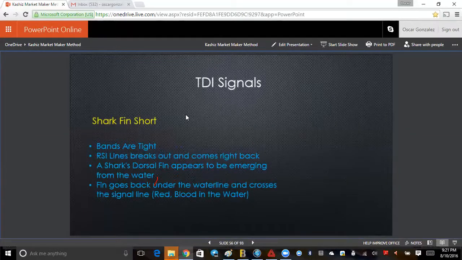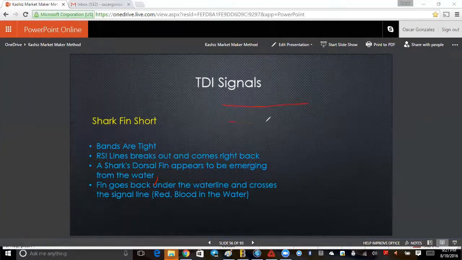Okay, so now let's go to some of the trades you can take with the TDI. Write this down, take some pictures. I'll give you some time for this one. Shark fin short is a trade that is called in the market making method. This is when the bands are tight. Okay, let's say Asian session.